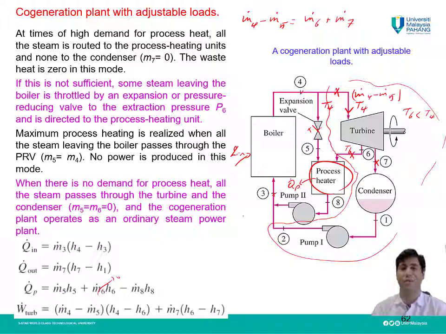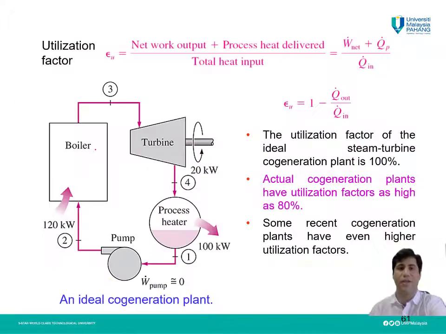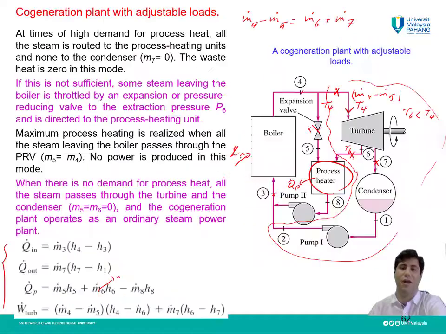Later in an example, we will see how we can calculate this W dot turbine in this cycle like this and so on. These equations can be used to calculate the W dot, or Q dot P, Q dot out, and Q dot in of this cycle. By this information, we can calculate the utilization factor of this cycle, of this plant as well.